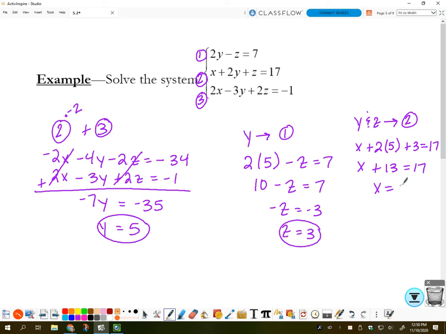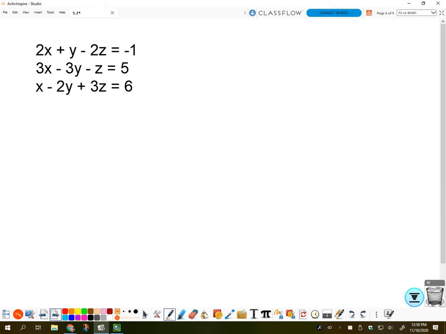Subtract the 13, and you get 4. So we now know x, y, and z, so we are done. Write that as an ordered triple. And that is the solution. All right, so the people at Bitsy thought that those 2 examples were enough.